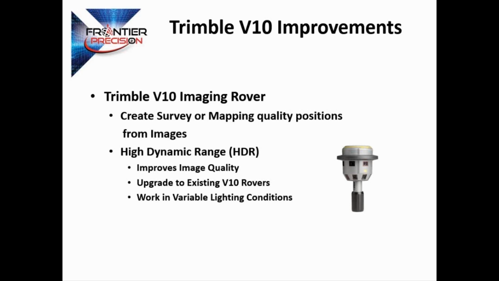And if I bring those images back into Trimble Business Center and I view them, some of the images may look washed out, some of them may look dark. Well, what the HDR does is essentially evens out the lighting conditions in those images so that they're much easier to see, which essentially allows me to find those positions on the images that I want to capture much more readily and easily. And that can be an upgrade to existing V10. So the existing V10 users out there could do that upgrade to HDR with a computer to the firmware of the V10.